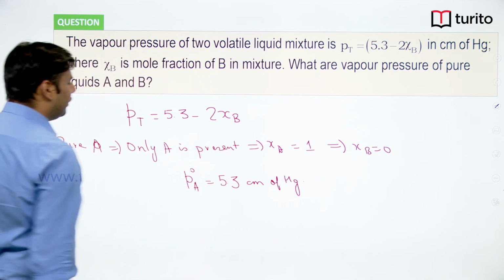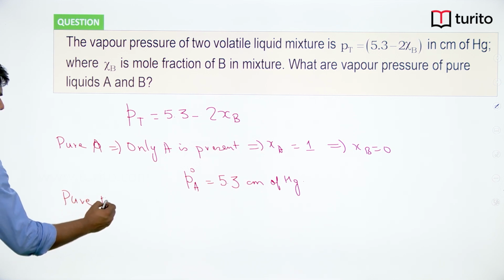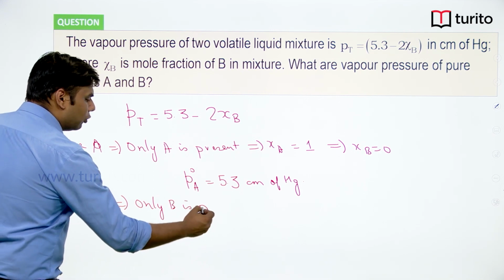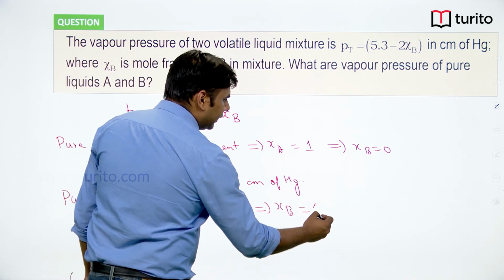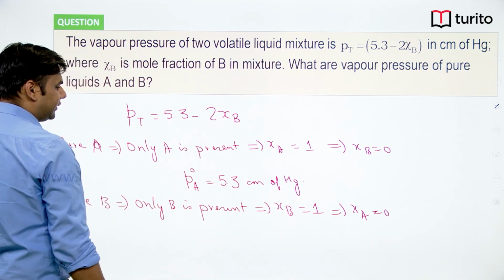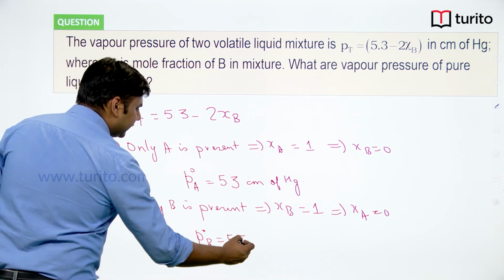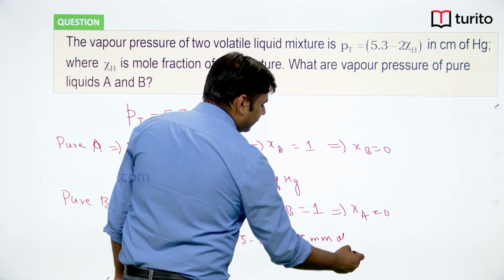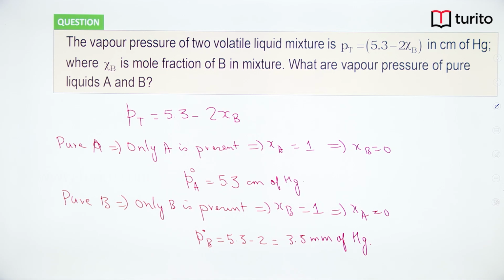Now if we want to find the vapor pressure of pure B, so when pure B is there, that means only B is present. Now when only B is present, the mole fraction of B would be 1, and then the mole fraction of A would be 0. So if we put the value of mole fraction of B as 1, we will get the pressure of pure B, which is 5.3 minus 2, that is 3.3 cm of Hg.